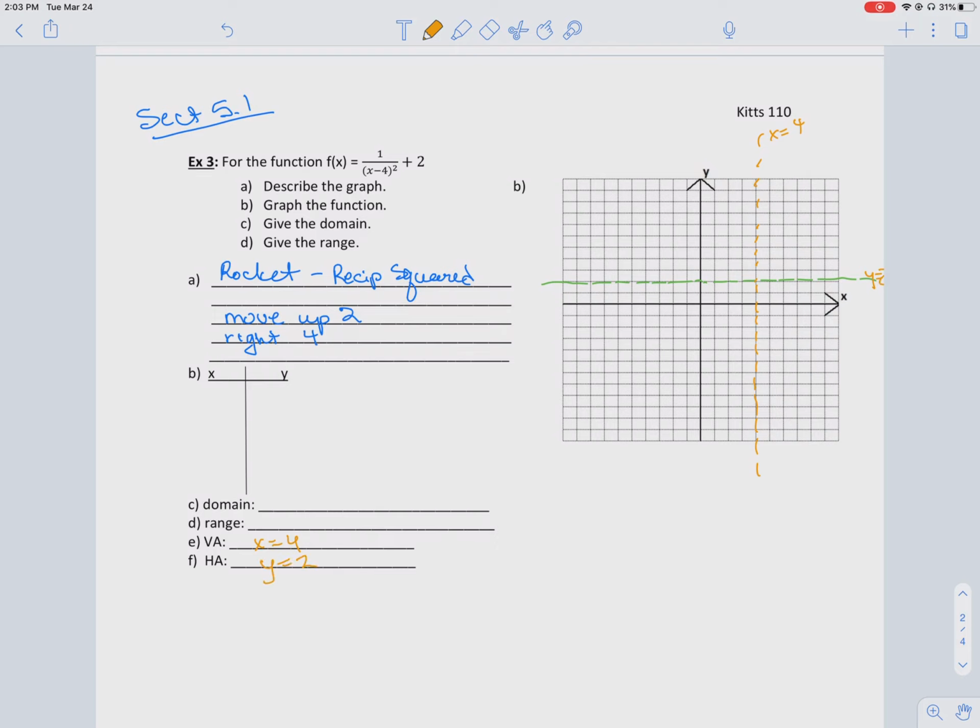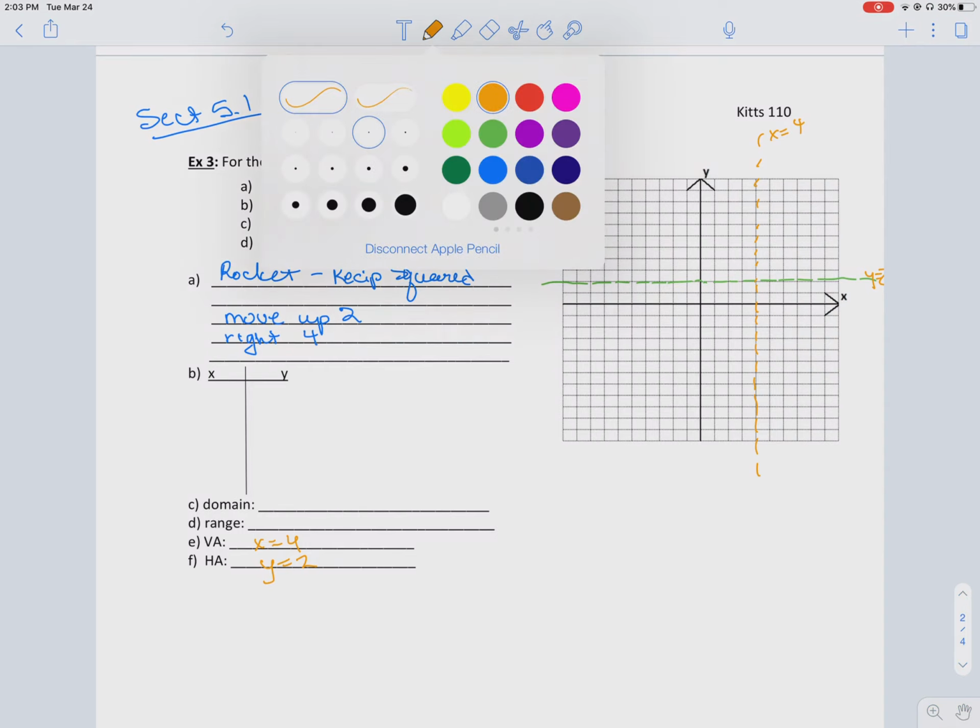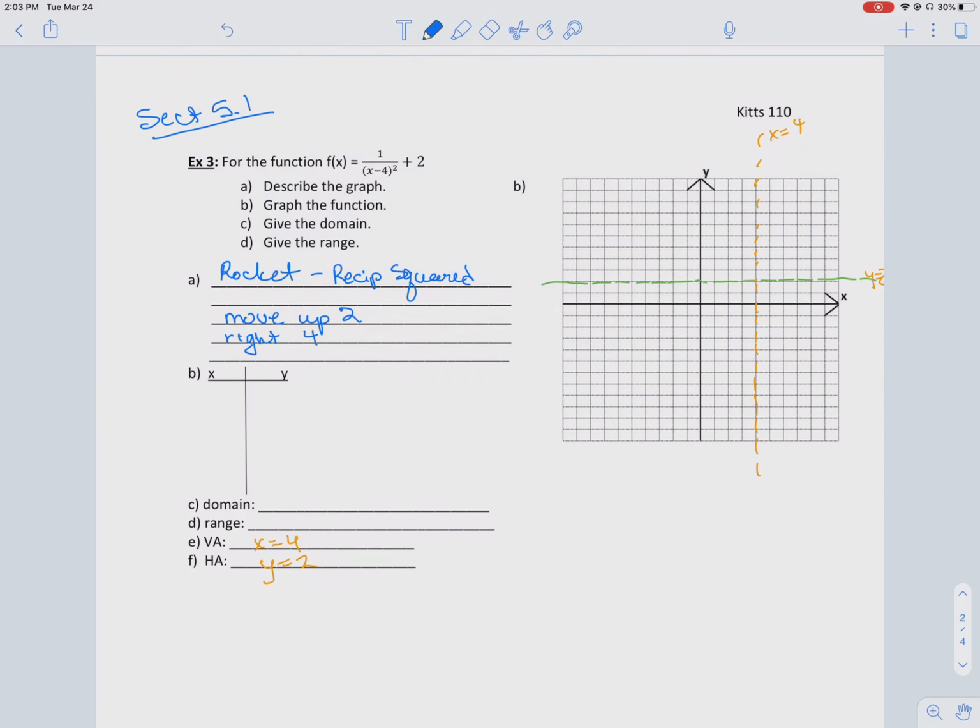Now let's plug in some points. Again, I like to plug in the points that are closest to where those cross. So that would be, x is 4, so it's going to be right around 4. I'll put in maybe 2, 3, 4, 5, something like that. Okay, let's try it. When I put in a 2, I'm going to have 1 over 2 minus 4 squared plus 2. So that's 1 over negative 2 squared plus 2. So that's a fourth, so that's going to be 2 and a fourth.